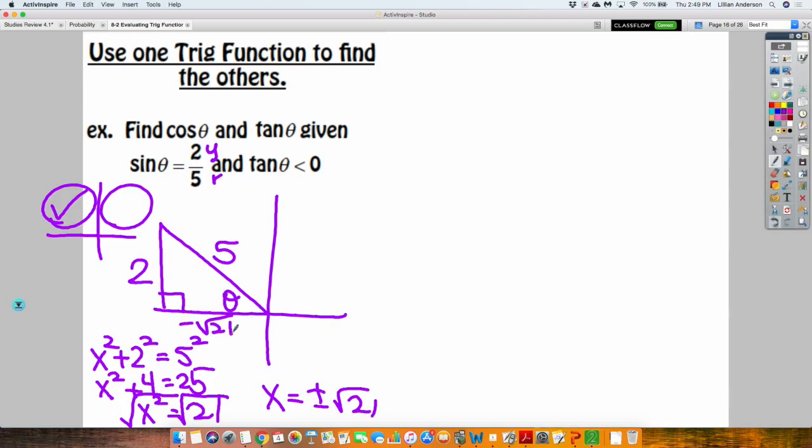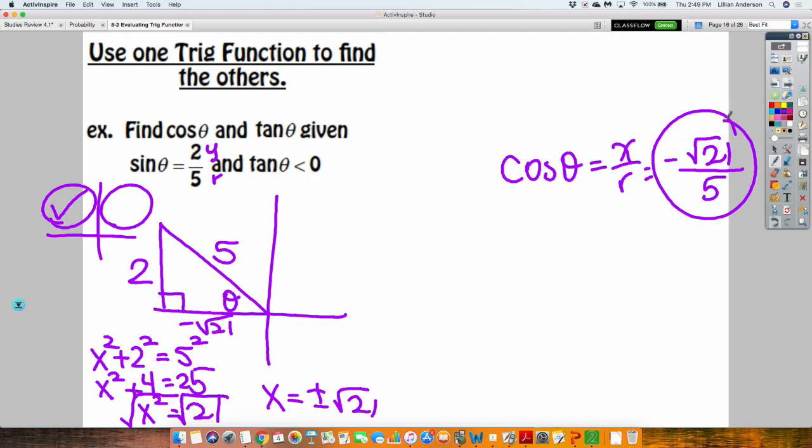And now that I have all my sides, I can find the cosine of theta and the tangent of theta. What is the cosine of theta? X over R. What's X in this problem? Negative root 21 over 5. And tangent is what over what? Y over X. What's Y? What's X?